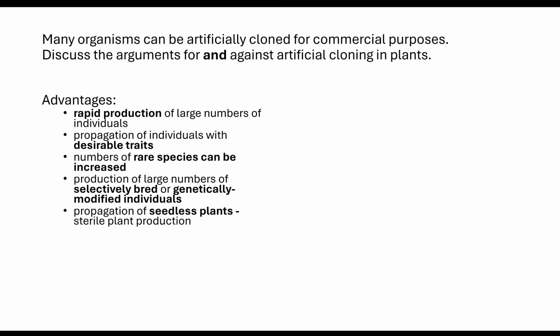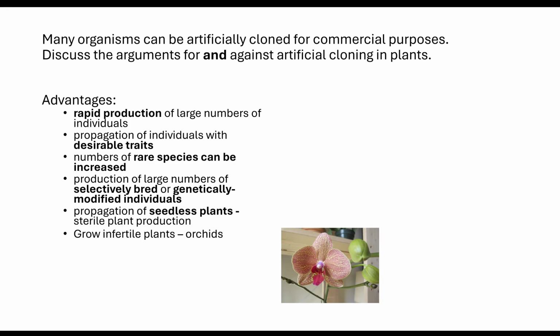We can produce seedless plants. They would be a way of propagating a sterile plant, a plant that cannot produce fertile offspring. So therefore it's seedless. We are going to still be able to propagate it. And obviously growing infertile plants like orchids. So orchids actually are infertile and yet we can grow them because we can use micropropagation. We can increase the number of rare or endangered plants as long as we have a sample.